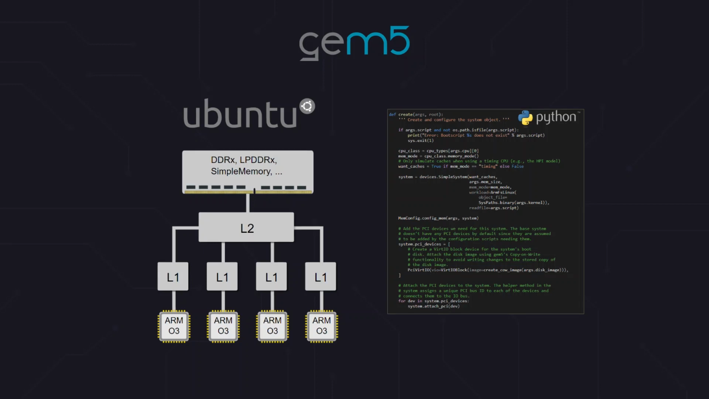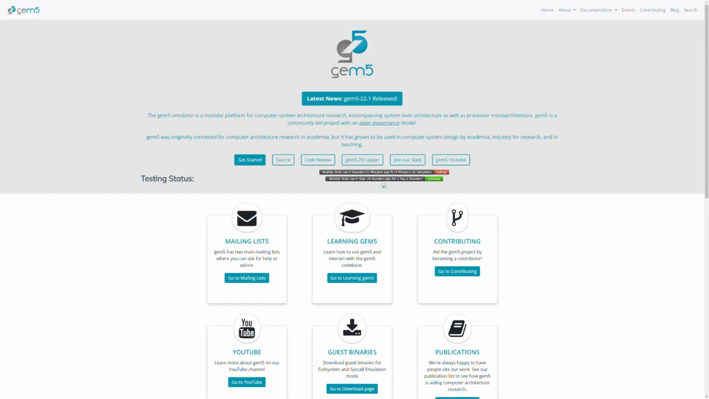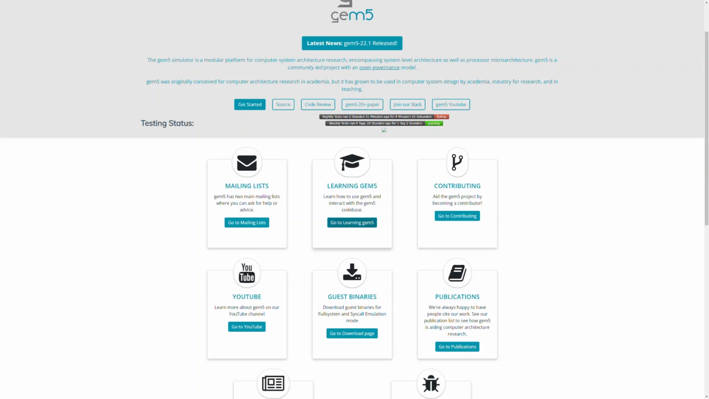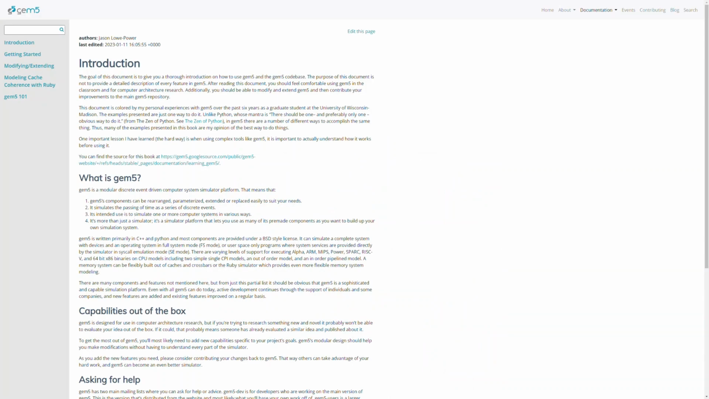This allows you to quickly test changes without requiring recompilation of your whole VP. If you want to get warm with gem5, I can highly recommend to visit the website and check out their learning section.